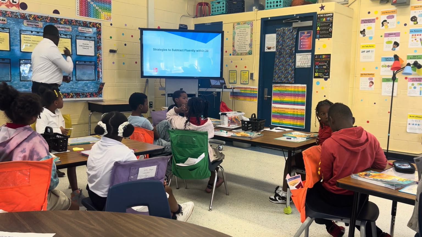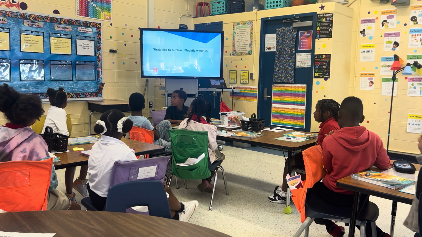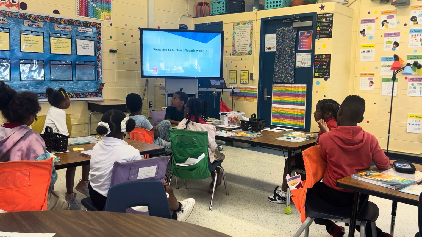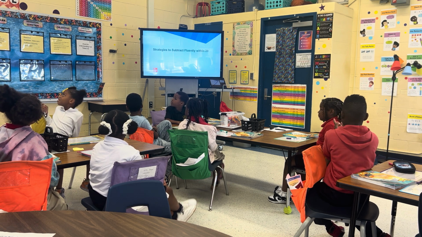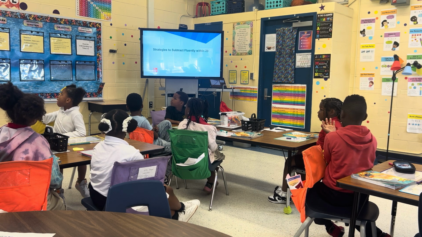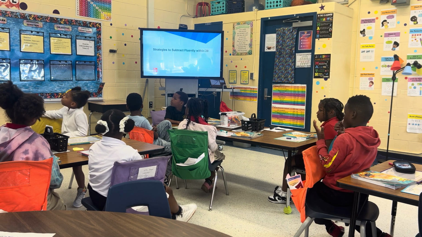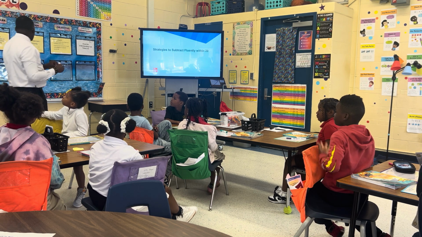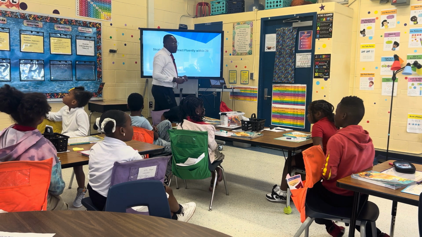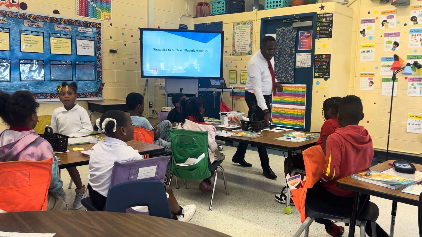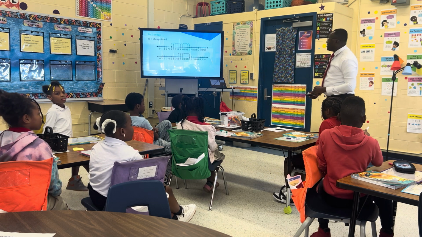All right, good. So our benchmark is NSO 2.1. We should be able to recall addition facts with sums within 20 related to subtraction facts with automaticity. So again, we're going to be looking at strategies to subtract within 20.